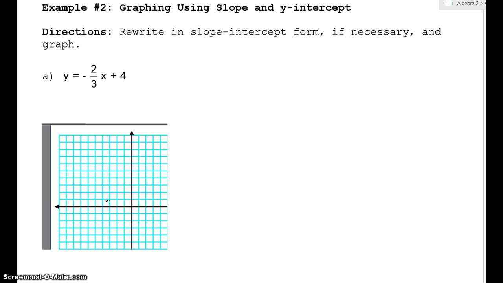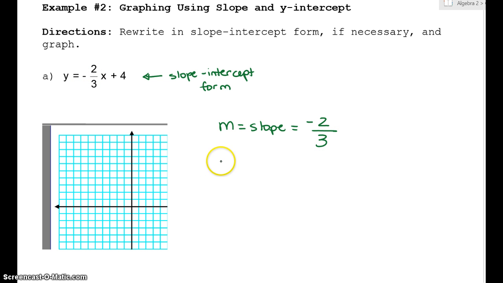Alright, so first of all, good news, this is in slope-intercept form. So what I'm going to go ahead and do is identify the slope, and I'm going to identify the y-intercept. The slope in this case, the m, is negative 2 over 3, the number next to the x once again. The y-intercept, the b, is the point 0, comma 4. Since there's a plus 4 here, we put it as a point.